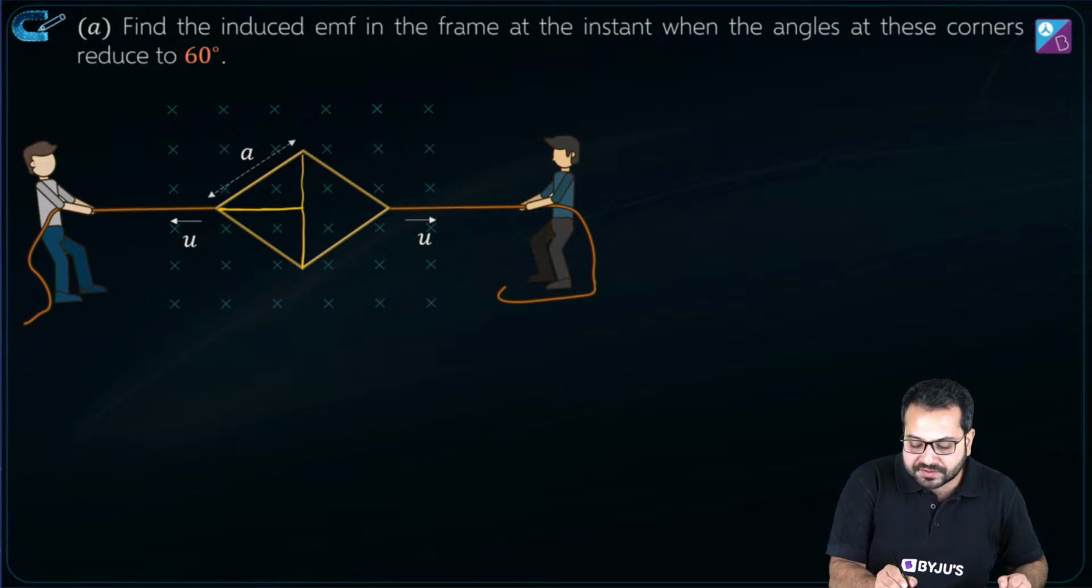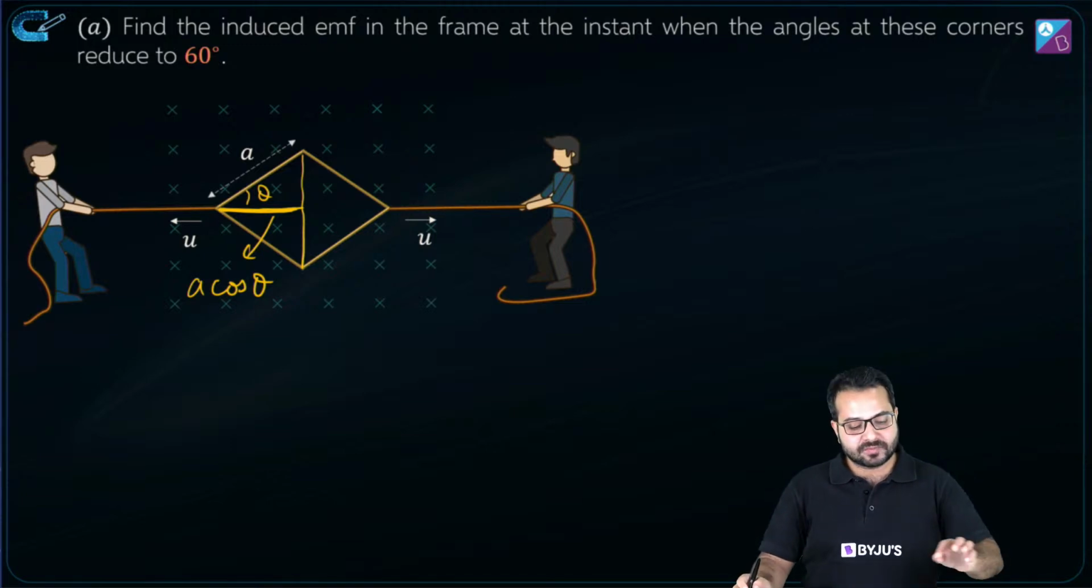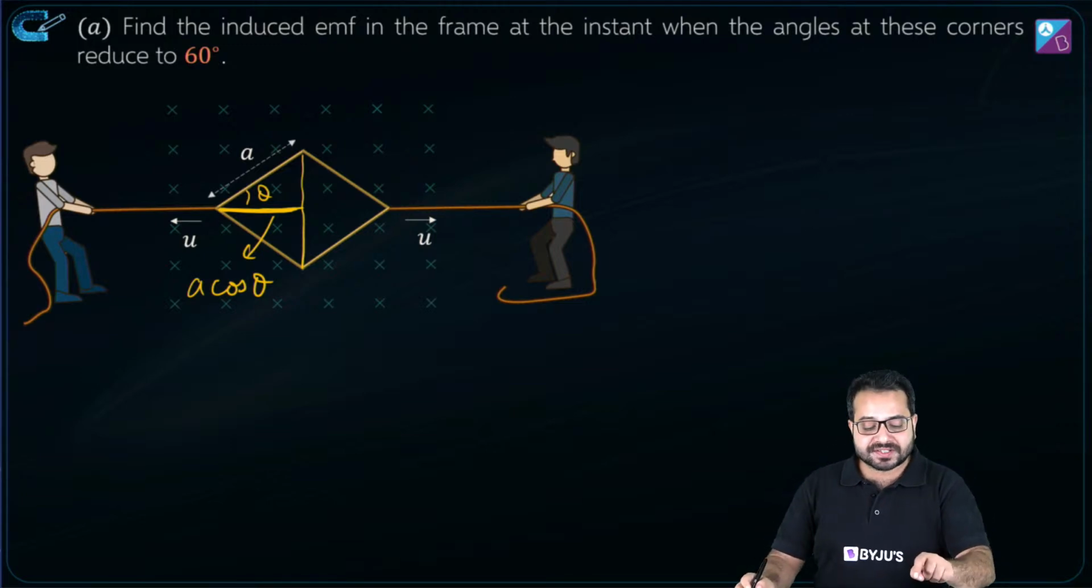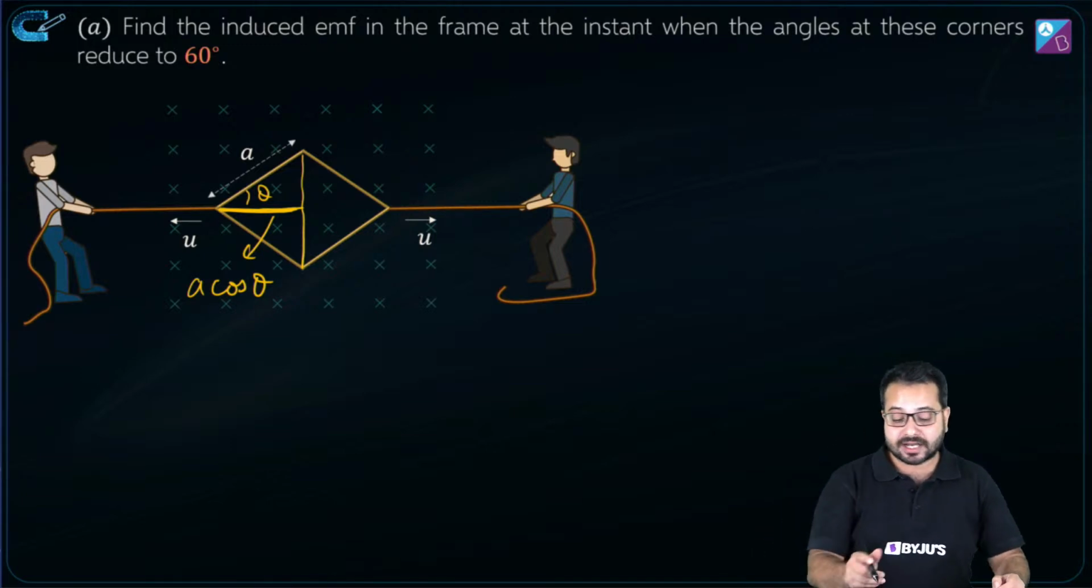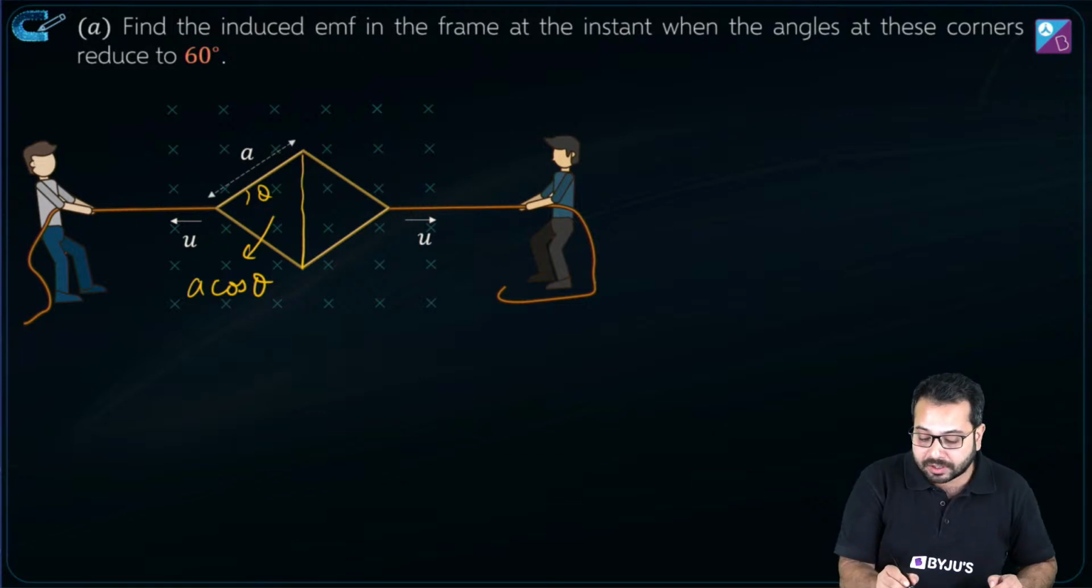Now I want you to concentrate on this length. This angle is theta. What is this length? This is A cos theta. Now the rate at which this length is increasing, what length? I'm telling you again, what length am I talking about? I'm just talking about this length, A cos theta.